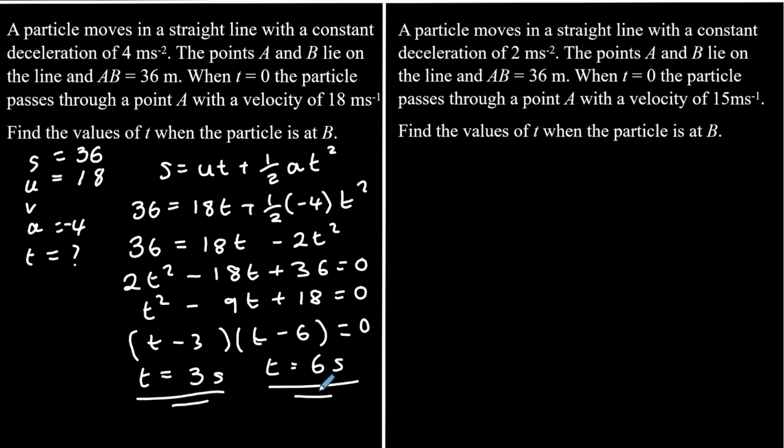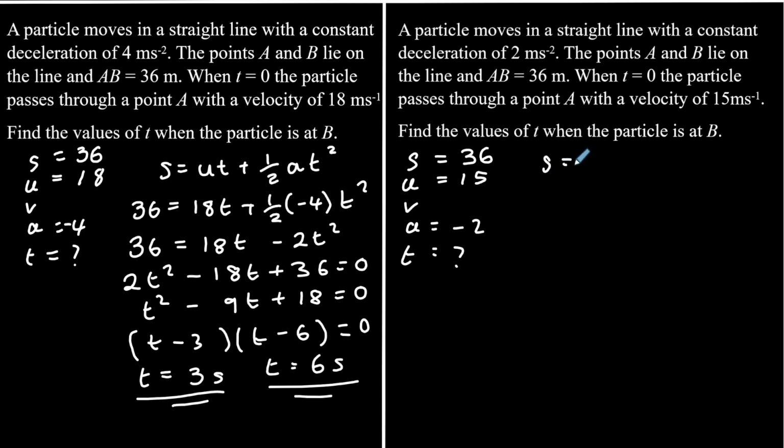And one for you to try. See if you can give it a go. So what information do we have? It's got a deceleration again of 2. Displacement is 36. Initial velocity is 15. And we want the times where it's moved 36 meters. So the 2 times it's at B.